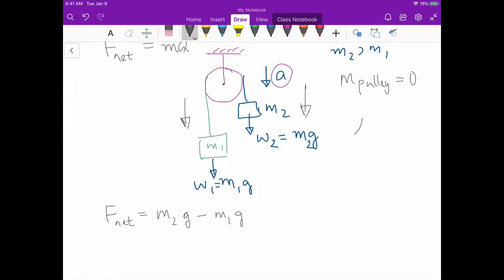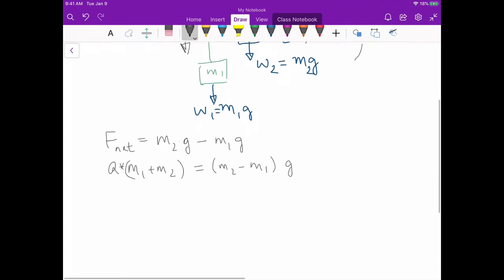That means the descending mass minus the ascending mass, right? What we know is net force is mass times acceleration. So we have acceleration multiplied by mass. But when we consider mass, we need to consider the mass of the whole system. So it's going to be mass 1 plus mass 2. Here g is a common factor, so I can take g out: m2 minus m1 times g.